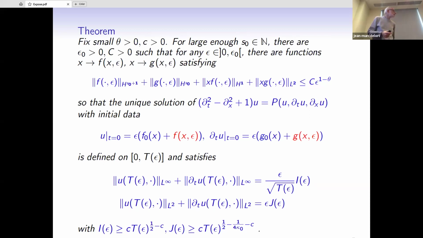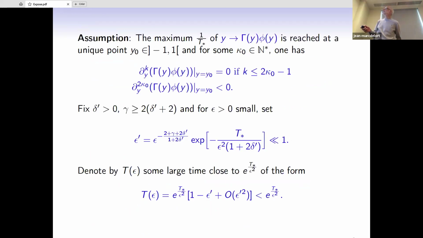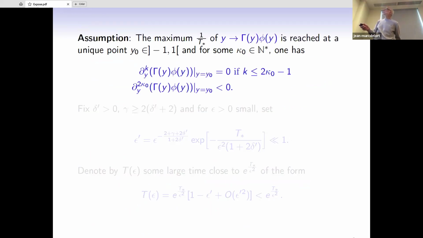The P here is satisfied in our convention. Sorry, P does not satisfy the condition. I'm going back to the preceding slide, to the first line of this slide. So I assumed that this function phi of y has its maximum at some strictly positive number, 1 over t star. So in particular, this means that phi cannot be identically 0. And to say that phi is not identically 0 is to say that the null condition is not satisfied.